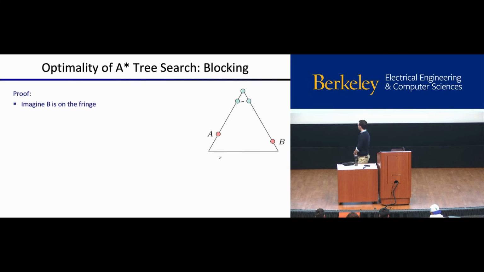Imagine B is on the fringe. If B is not on the fringe, then there's kind of no danger yet. If nothing's on the fringe, then we're okay. We haven't terminated the algorithm yet. If A is on the fringe, then we can always just take A off. So I'm not really concerned about that either. The real issue comes when B is on the fringe and A is not on the fringe, right?